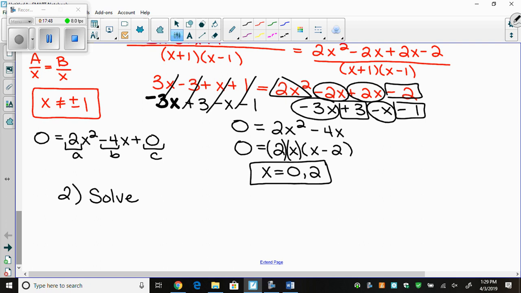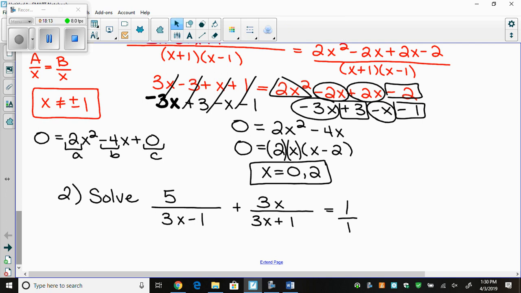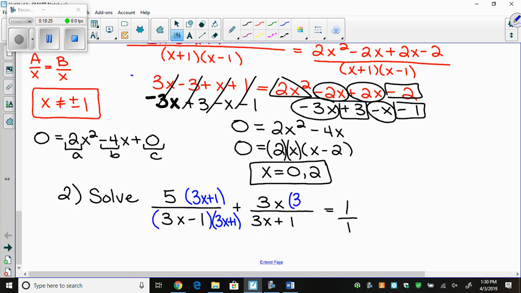Solve. 5 over 3x minus 1 plus 3x over 3x plus 1 equals 1. What's common to those? Trick question. Nothing. So I'm going to end up multiplying the front one by 3x plus 1. This one by 3x minus 1. And this one by both.